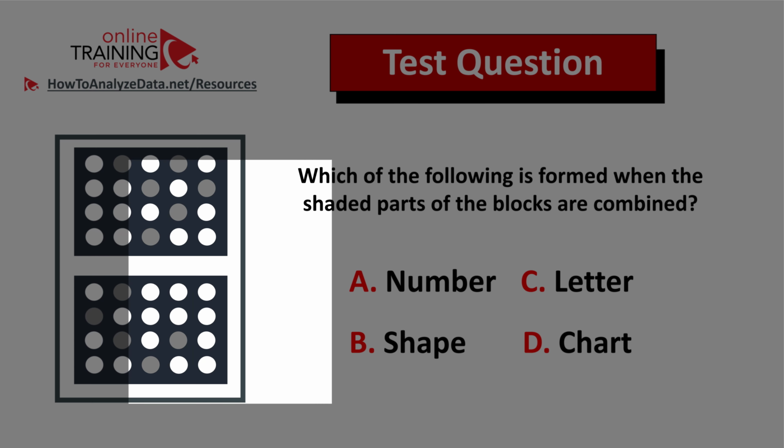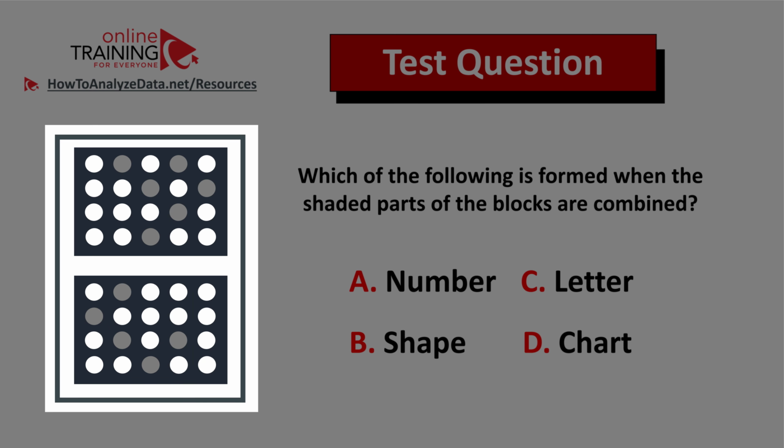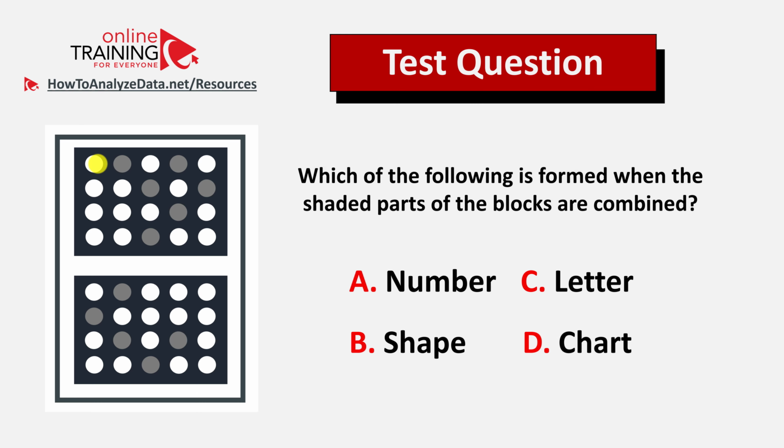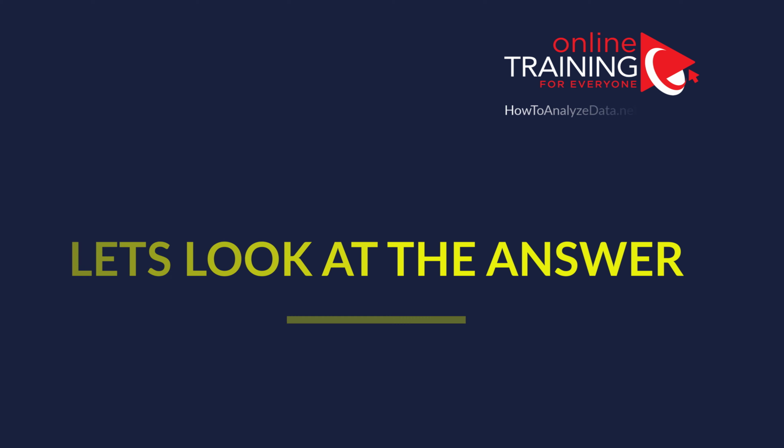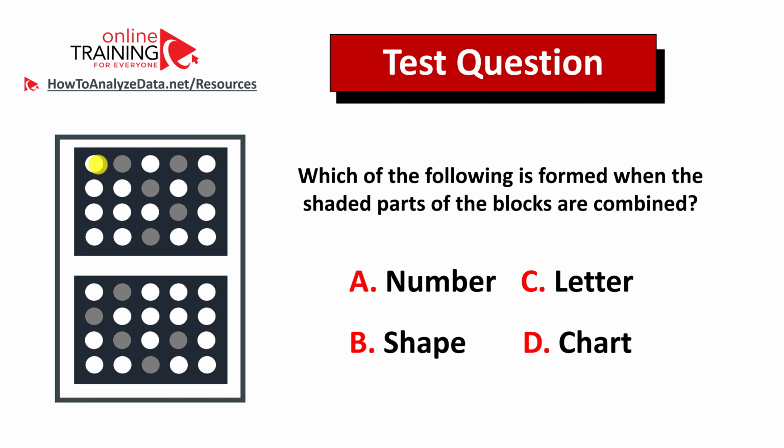On the left, you're presented with 2 blocks. There are 2 4x5 blocks, and each block has white and shaded circles. See if you can come up with the answer and determine what happens when all these blocks are combined. Give yourself 10 to 20 seconds to see if you can come up with the solution on your own. Did you figure out the answer? Let's continue to see if we can solve this challenge together.